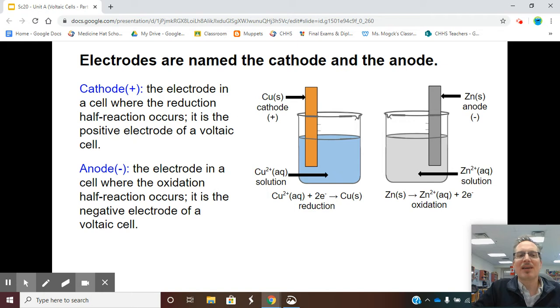Now, the reason I call this a cheesy Mr. Kemp rule is, when I think of cathodes, I see the word cats. And we all know how much I love cats. Cats are fuzzy. They make Mr. Kemp smile. That puts me in a really positive mood. Oh, cats are amazing.